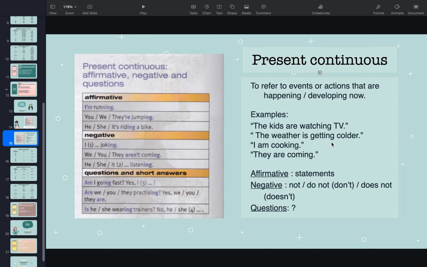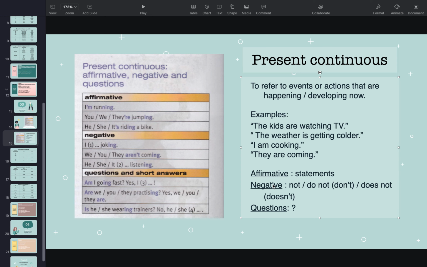Okay, the weather is getting colder. Katakanlah kamu kat luar, tiba-tiba salji turun. Sejuknya. The weather is getting colder. Cuaca makin sejuk ni. Okay, and then we have I am cooking. Saya sedang memasak. Or they are coming. Diorang tengah datang on the way tu. Okay, again, ada penjelasan dekat sini.